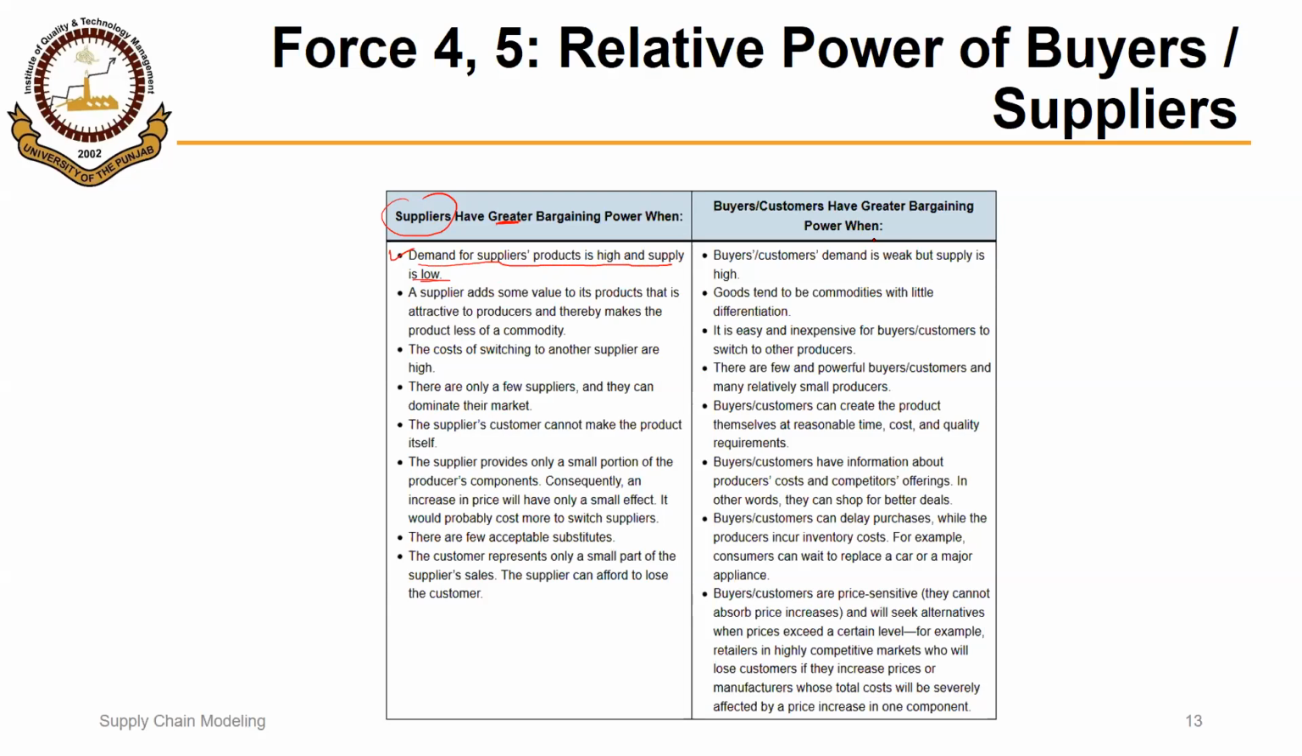And in the case of the buyer, of course, the buyer's demand is weak but supply is high. In that case, they will have greater bargaining power.